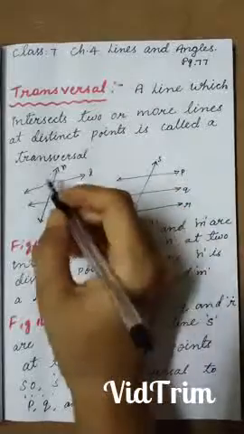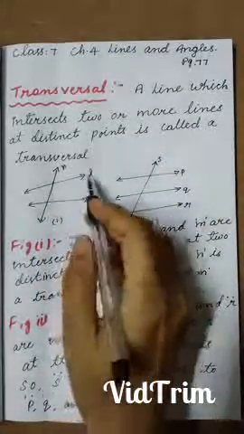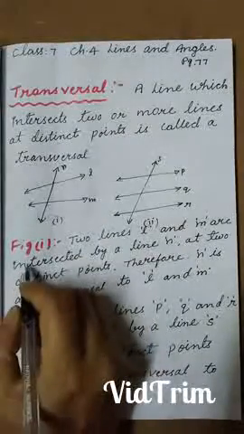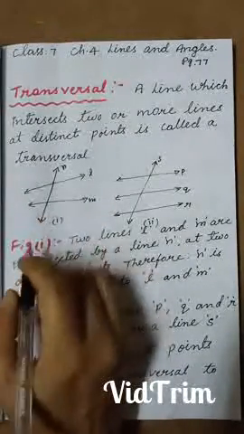Which one is the transversal here? This is the transversal line for P, Q, R, and for L and M. See the first figure. We are observing the first figure, and we are explaining about the first figure.